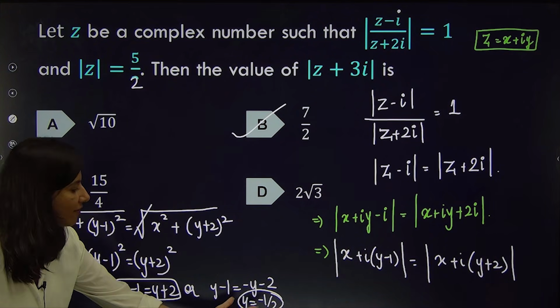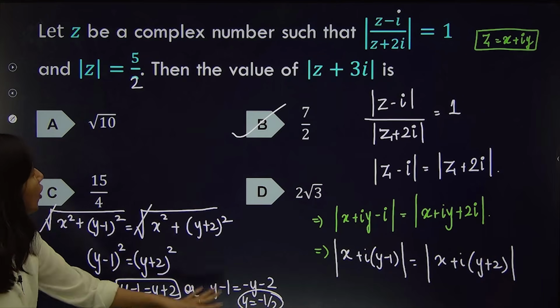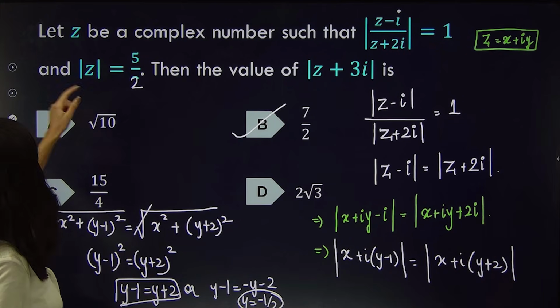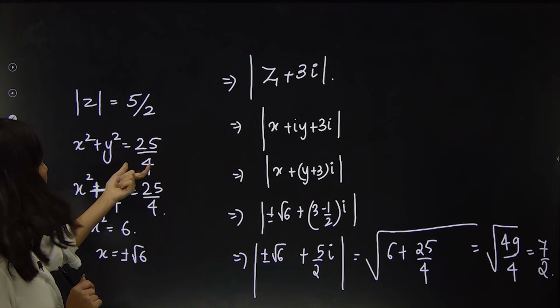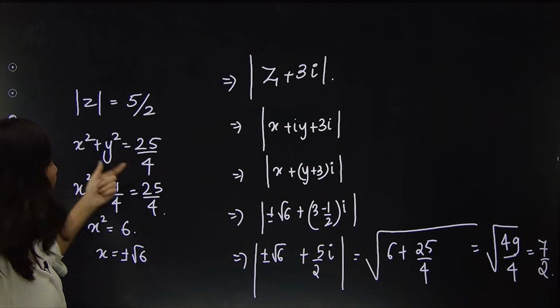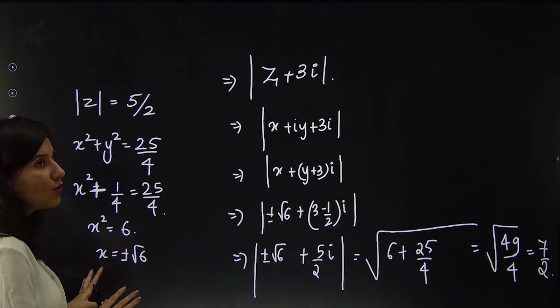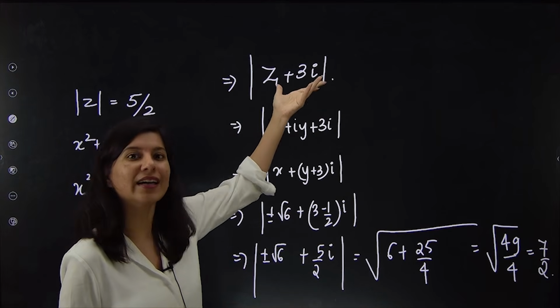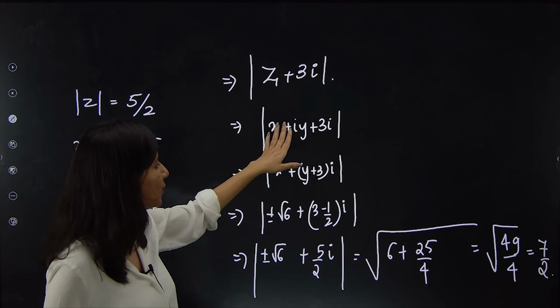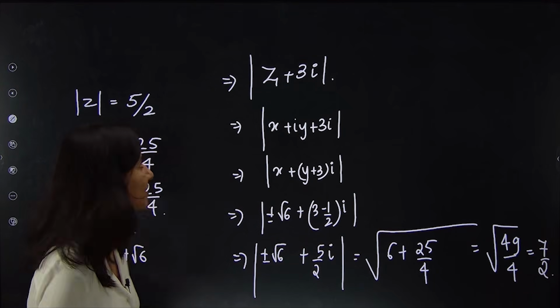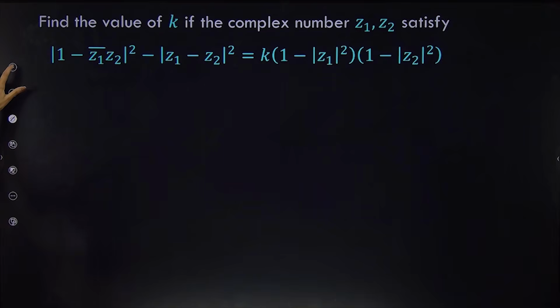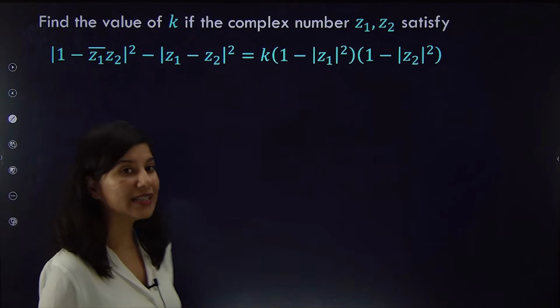The condition is y is equal to minus half. Now plug in mod z is equal to 5 by 2. That means x squared plus y squared is equal to (5 by 2) squared. Put y, get x. Once you got x, now you're looking for this again. Same, put x plus iy, then figure out the modulus, plug in the values, get your answer. Okay, so this was that question, and now let us move on to the next problem.